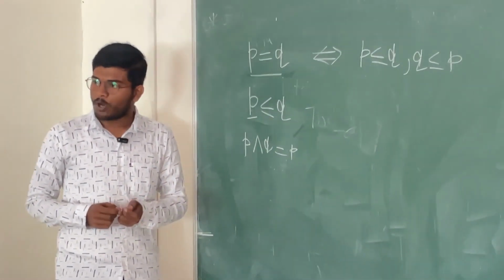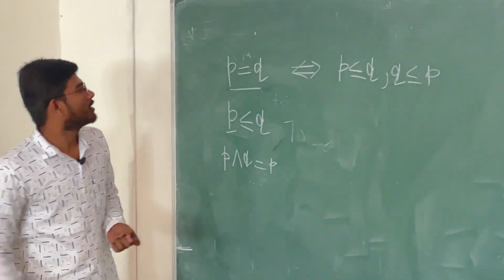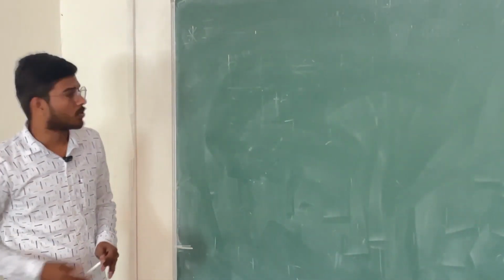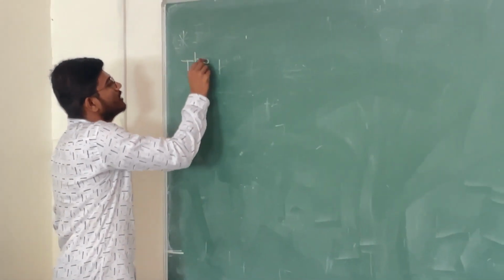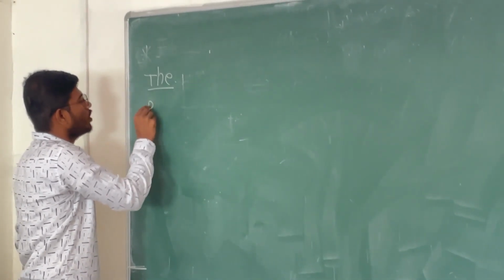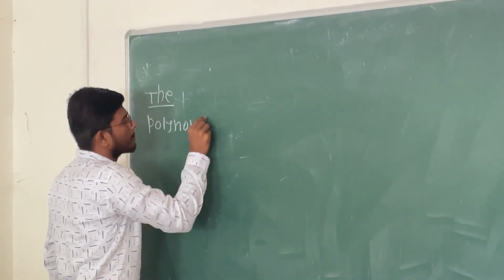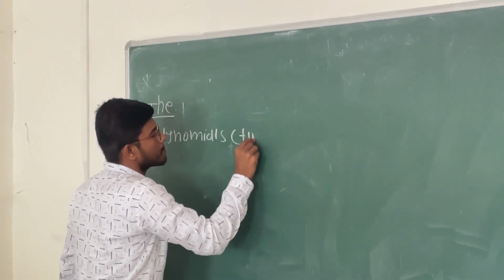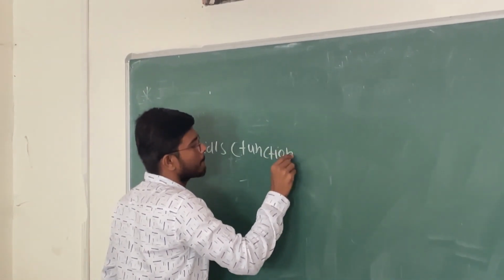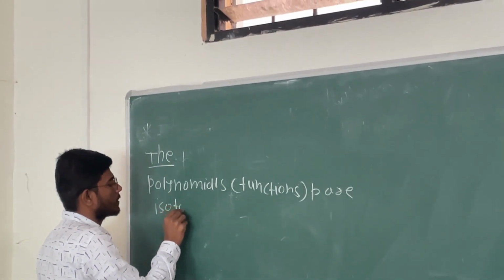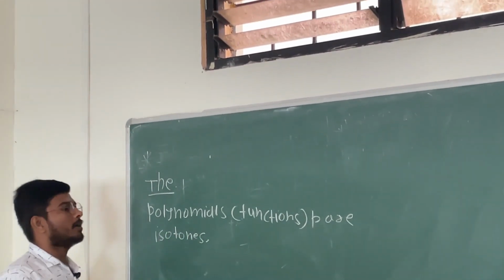And yesterday we saw the polynomials in the lattice. Based on that we have a theorem, that polynomials in the lattice are isotones. So we will discuss that theorem. You know what isotones are. First of all I will write the statement of that theorem: polynomial functions are isotones. So this is the theorem statement.